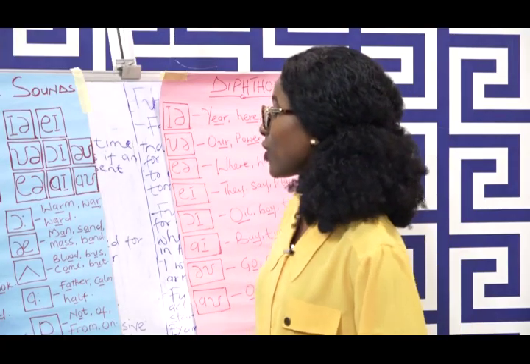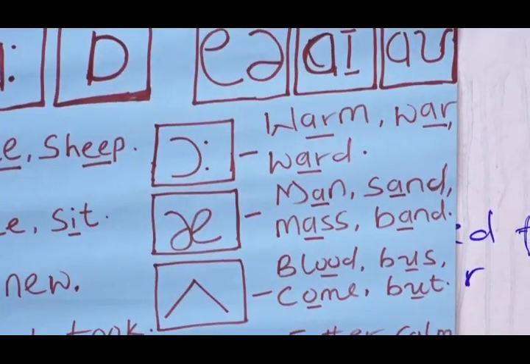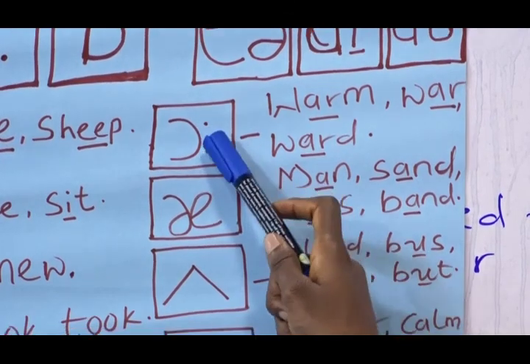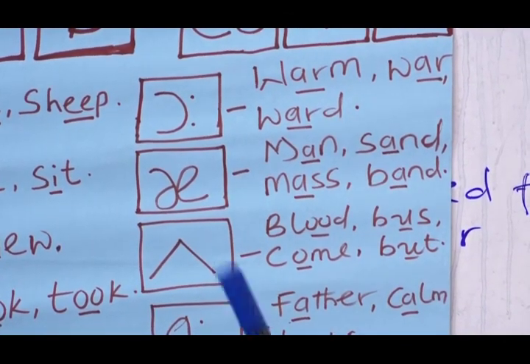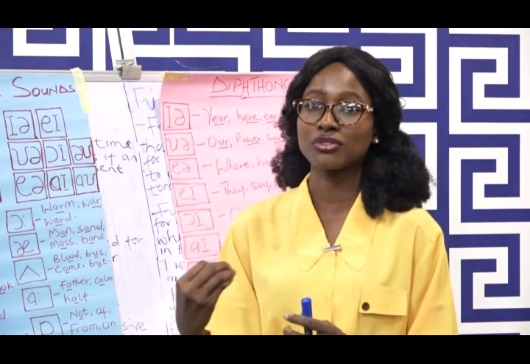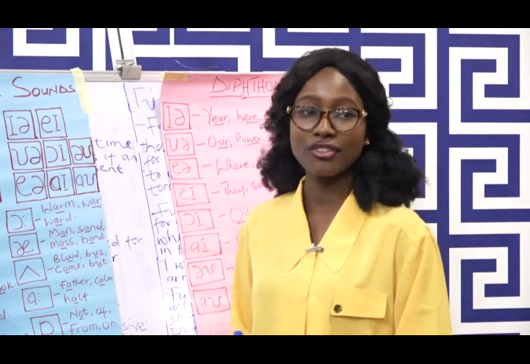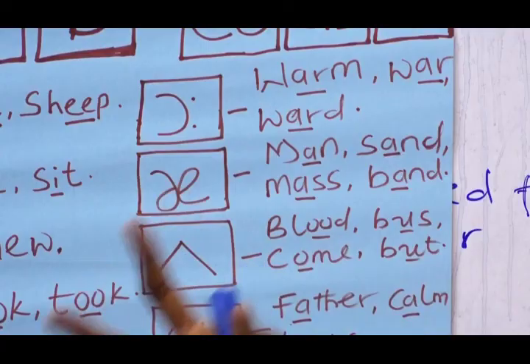So we go over to the O sound. O. And this is a long vowel, so it is produced with a little bit of stretch. Now you have worm, war, word.